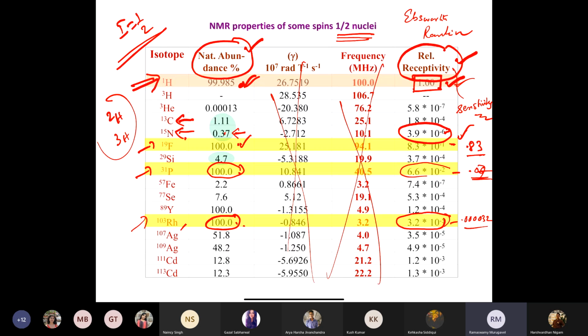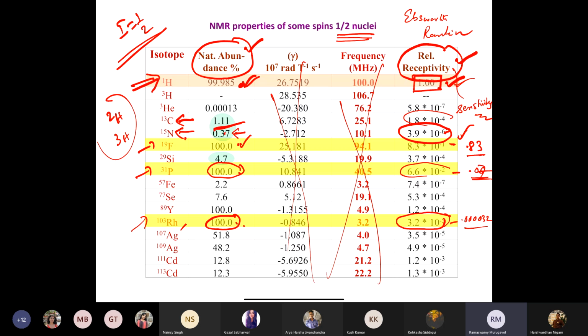Again, carbon. Receptivity is poor, but the abundance is also poor. But all organic compounds have carbon and hydrogen, so we cannot do away with the carbon. So that's why carbon NMR spectra are run overnight for many dilute samples. You have to collect more and more FIDs to process to get a reasonable spectrum. So essentially, it's a compromise between abundance, receptivity, and also the chemical sense.